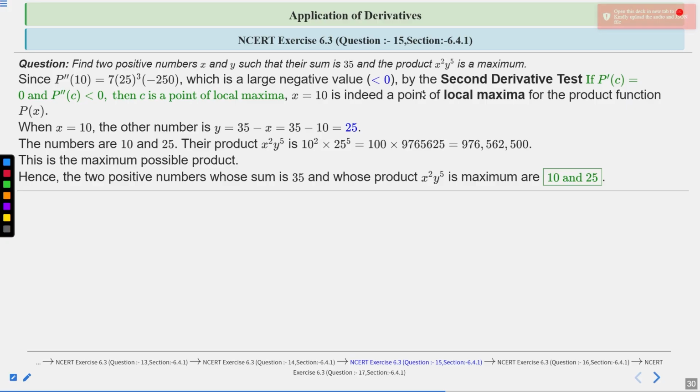Hence the two positive numbers whose sum is 35 and whose product x square y to the power 5 is maximum are basically 10 and 25. Okay. So 10 and 25 are basically the right answer. Clear? Okay, hope it's clear to all. Let us move to the next part.